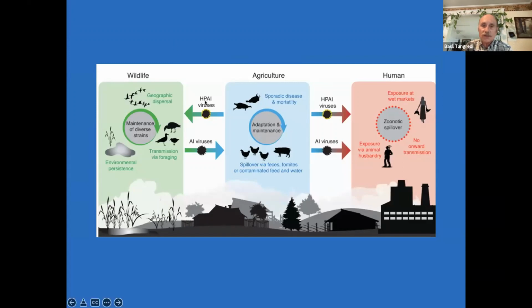Next would be adaptation to domestic poultry, and then to the pigs that would be on the farm. And then, of course, the final step is spillover into human disease. Zoonosis, or zoonotic disease, is the term for diseases transmissible from animals to humans.